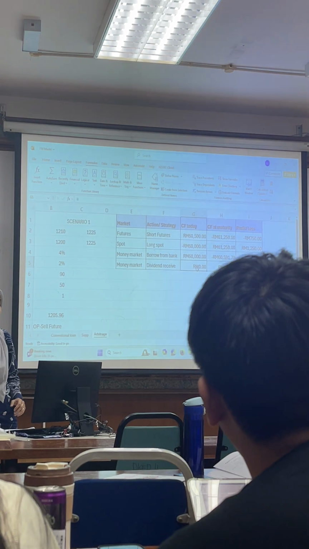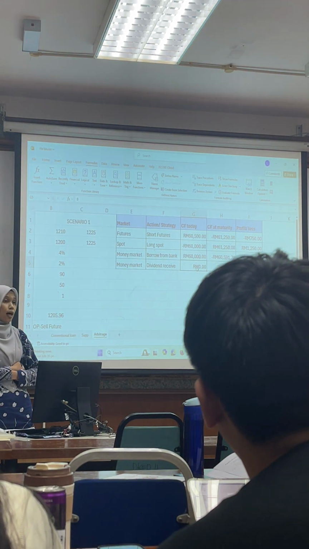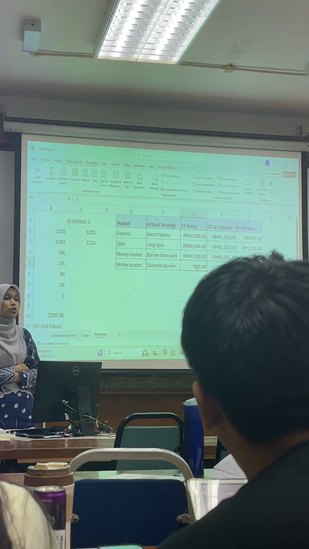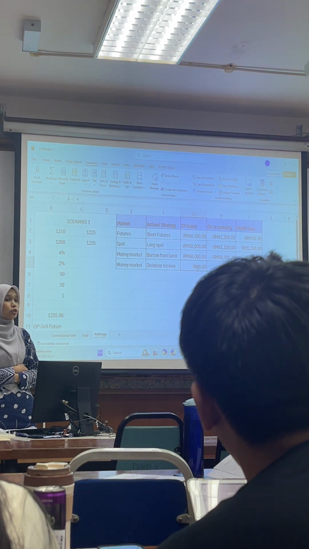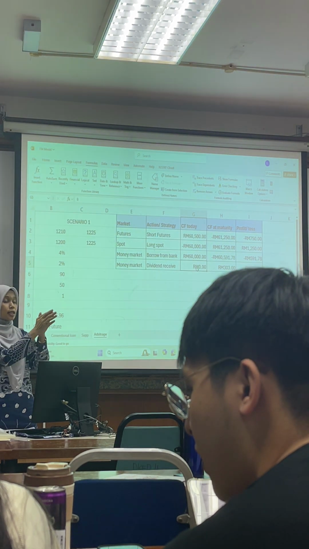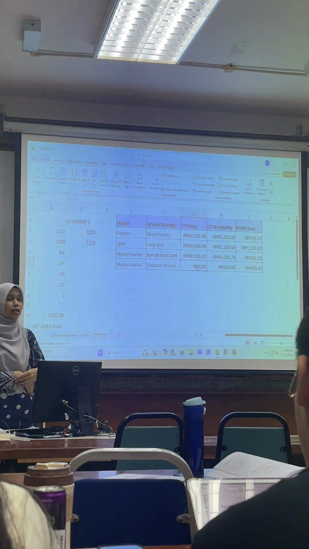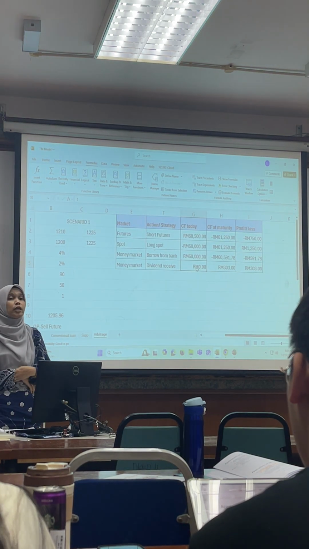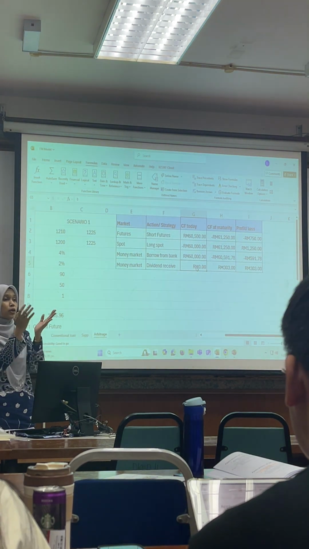Zero means remember the dividend only comes when it is received in Malaysia. So there is no cash flow happening today. Only when we hold the stock do we receive the dividend. So you need to understand the concept here, that we are talking about cash flow.